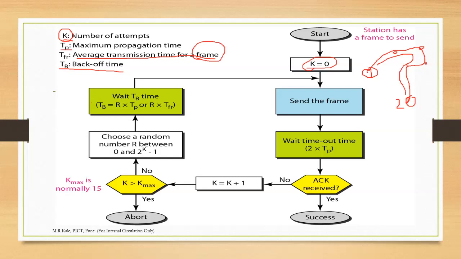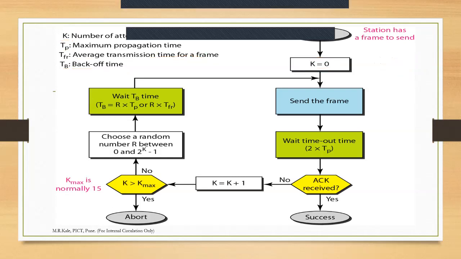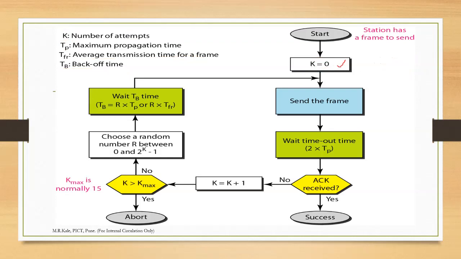Now let us start with the flow chart. So K is set to 0. Then in ALOHA, whenever a station has a frame to send, it will send the frame. Frame is sent. It will wait for the timeout time. Now this timeout time is for the acknowledgement. Unless the acknowledgement is received, successful delivery is not guaranteed. And that is why the station has to wait for an acknowledgement.